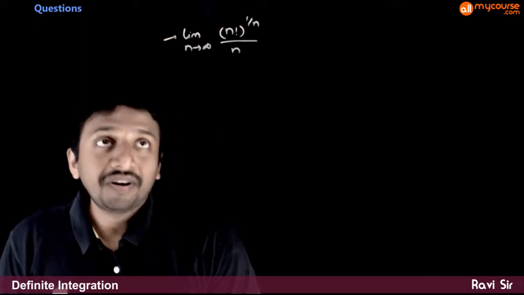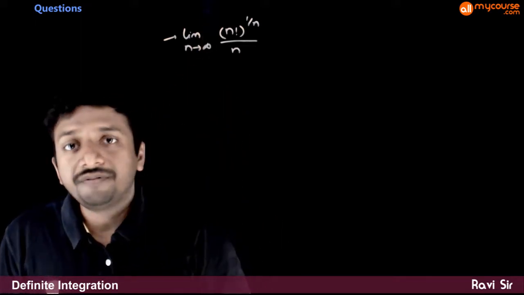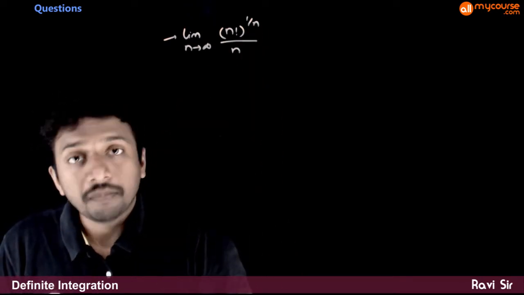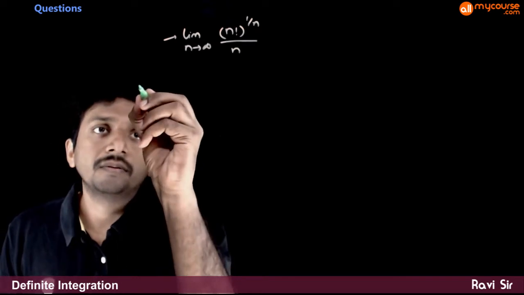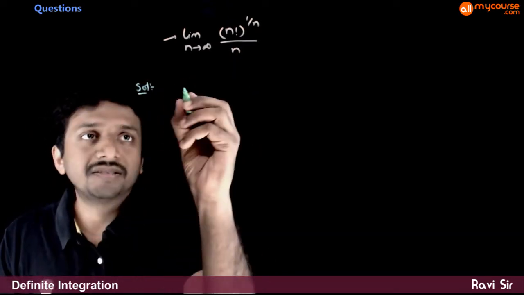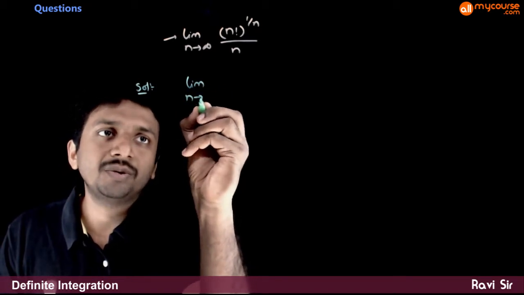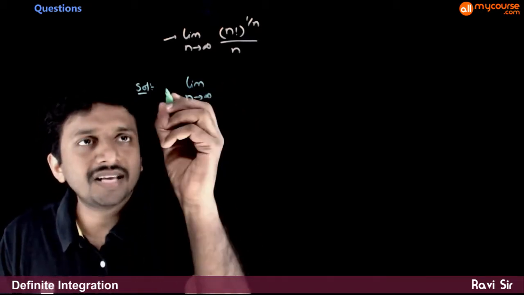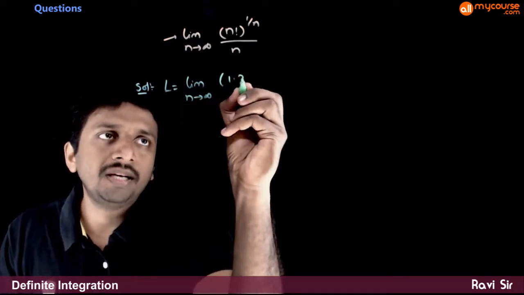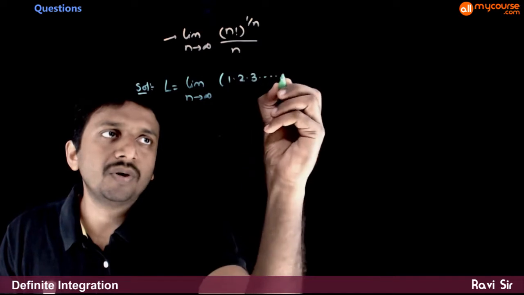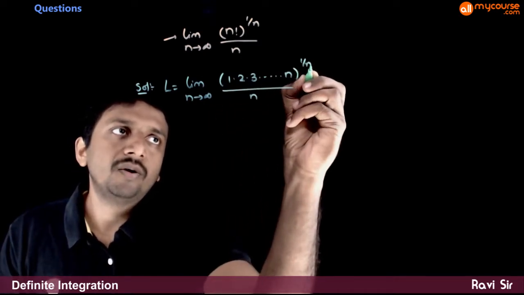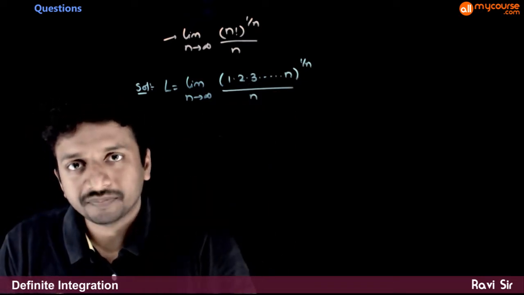In this question, you're asked to find the limit as n tends to infinity of (n factorial) to the power 1 by n, divided by n. So we know what n factorial is, right? Let us say that this limit is L. n factorial is nothing but 1 into 2 into 3 into so on up to n, by n, whole power 1 by n, right?